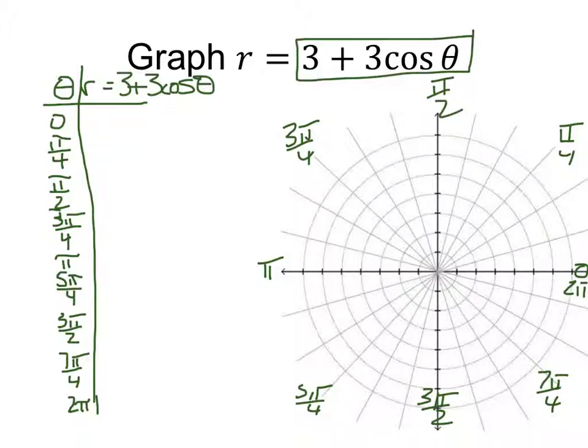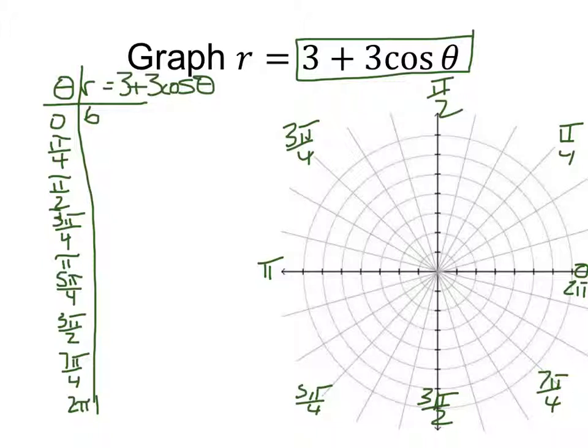And I'm going to find what that equals, and that's going to give me the r of all of my points that my graph is going to go through. For instance, if I plug in 0 for theta, the cosine of 0 is 1, and so if I do 3 times 1 plus 3, I'm going to get 6.